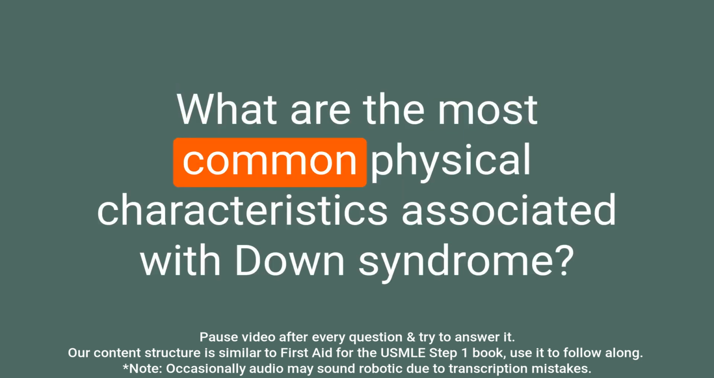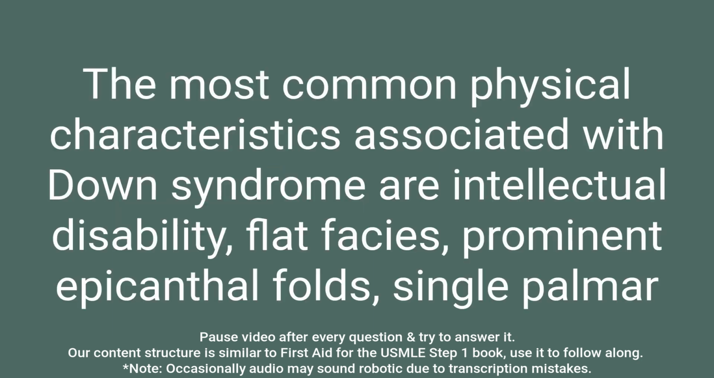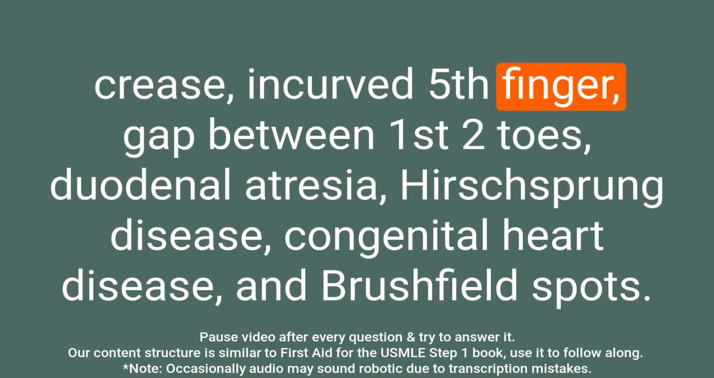Question: What are the most common physical characteristics associated with Down syndrome? Answer: The most common physical characteristics associated with Down syndrome are intellectual disability, flat facies, prominent epicanthal folds, single palmar crease, incurved fifth finger, gap between first two toes, duodenal atresia, Hirschsprung disease, congenital heart disease, and Brushfield spots.